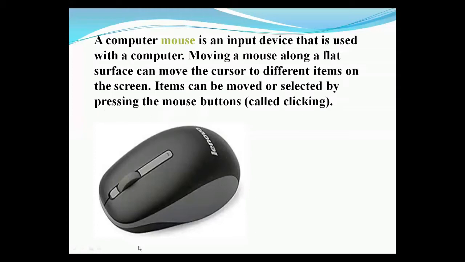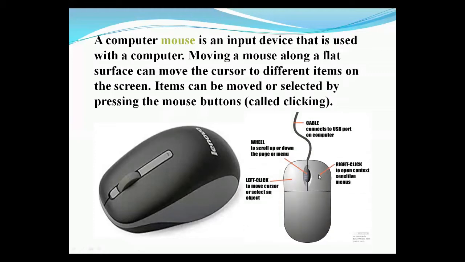Okay, and the mouse buttons are also divided into some parts. Here you see this side is called the right click. Right click is used to open a context sensitive menu, and this is the left click, which is used to move the cursor or select an object. Okay, and this cable wire is connected to the computer, by which we use the mouse with the computer. While this wheel is used to scroll the menu or the page up and down. Okay, hope you all understand.